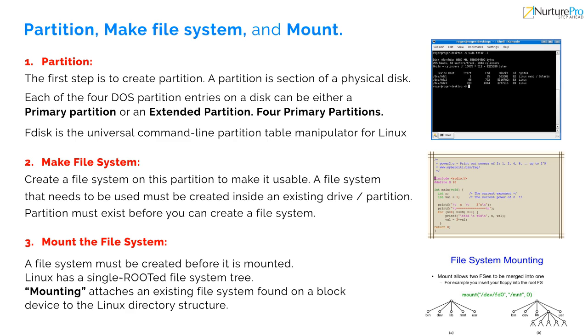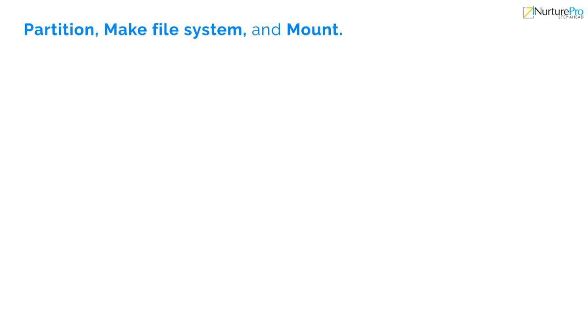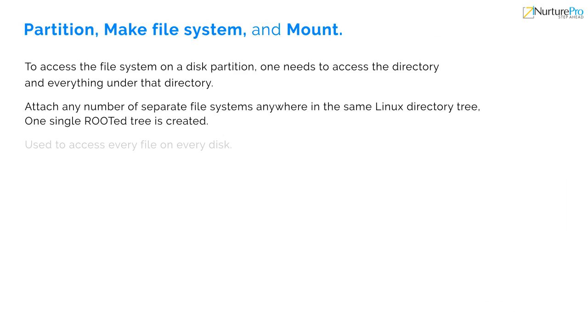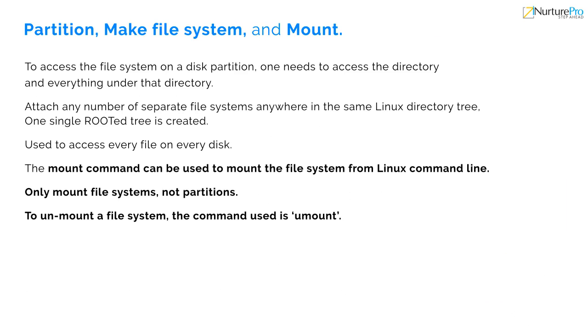Unlike Windows, with its multiple drive letters, Linux has a single-rooted file system tree. Mounting attaches an existing file system found on a block device to the Linux directory structure. To access the file system on a disk partition, one needs to access the directory and everything under that directory. By attaching any number of separate file systems anywhere in the same Linux directory tree, one single rooted tree is created. This one single rooted tree is used to access every file on every disk.